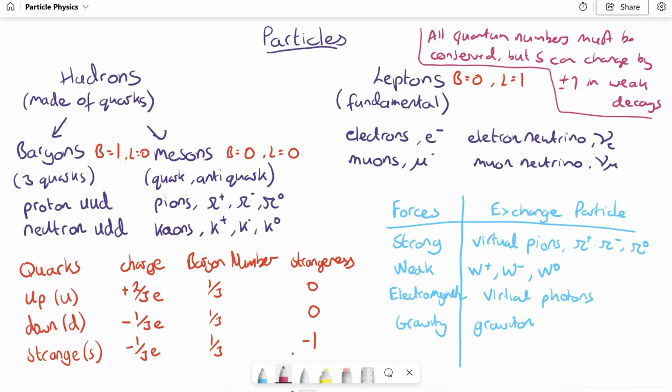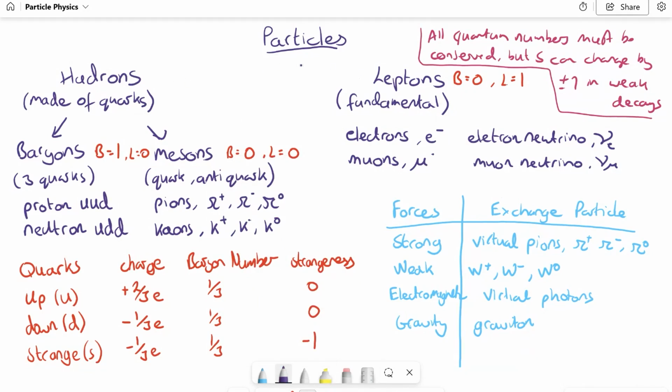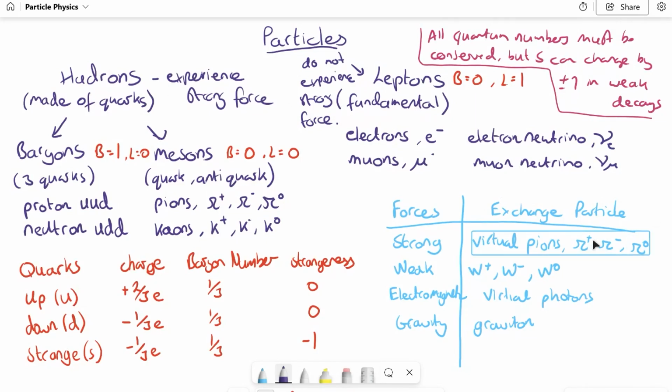One other thing to mention is that another way we can distinguish between our leptons and our hadrons is that hadrons experience the strong force, and leptons do not experience the strong force. So the strong force doesn't work on leptons. So they're fundamental and they don't experience the strong force. Whereas hadrons are not fundamental, they're made up of other things, but they experience the strong force. I would say the fact they do and don't experience the strong force is the best way to differentiate between them. But you can also say that hadrons are made of quarks and leptons are fundamental. Okay, so let's look at some questions.